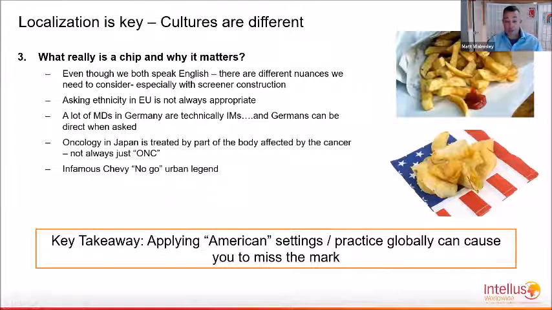But the legend goes that Chevy rolled out the Nova brand in Latin America and immediately got unexpected sales results. Very little results, to be precise. What was learned is that the team, upon rollout, did not consider localization with the brand name of Nova, which translated means "doesn't go." So trying to sell a consumer a car that doesn't go is probably a hard sell, definitely for sure. So the key takeaway here is, applying American settings practiced globally can cause you to miss the mark on your research and cause more harm than good across the board.